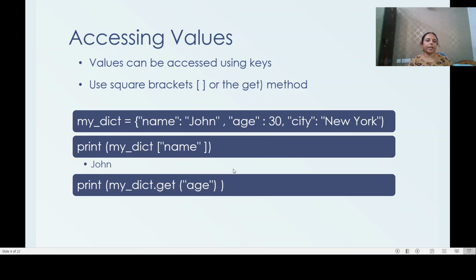Another way to get the value is to use the get function. Instead of putting the key in a square bracket, you can use mydict.get, and within the parentheses you mention your key, which will return that value. So there are two ways you can access the value: by using the keys, that is by mentioning a square bracket along with the dictionary name, or you can use the get method.